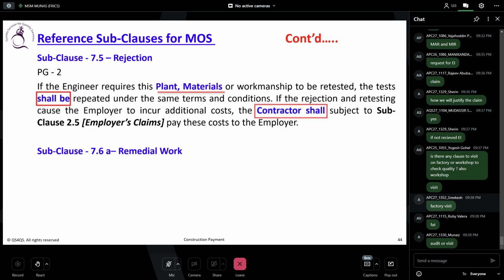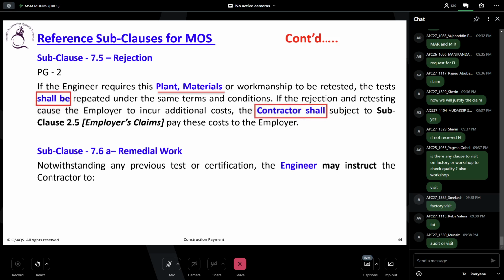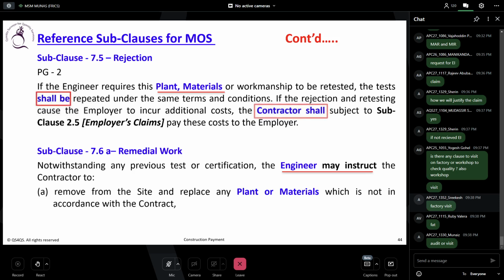Second, 7.6, remedial works. Notwithstanding any previous test or certification, the engineer may instruct the contractor to remove from the site and replace any plant or material which is not in accordance with the contract. So look at this, previously tested and certified also. He found out later it is not according to the contract. Then they can ask you to replace this item. So again, it is connected.